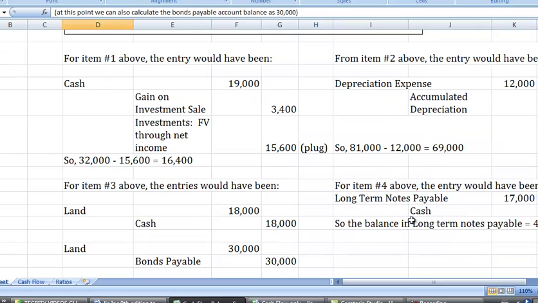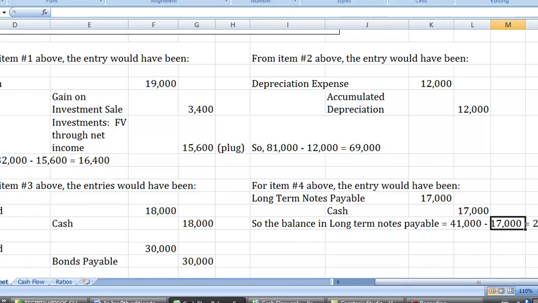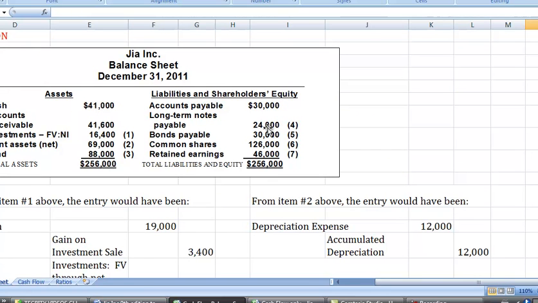So that means you must have debited the long-term notes payable for $17,000 to reduce them, right? And paid out cash of $17,000. So now your ending balance in that account, you started with $41,000, you retired $17,000, so now you have $24,000 left, which is what we have here. So now we've got our total accounts payable, our long-term notes, and our bonds payable.